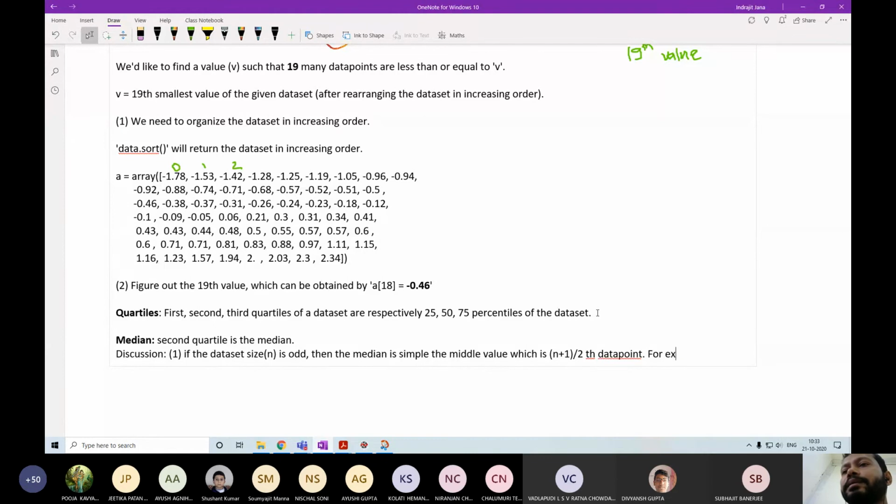Right? So for example, if a data set is of size, let's say like 11, right? Then the middle value or the median is, so what is the middle of 11? So it's 6th, right? 6th smallest value.